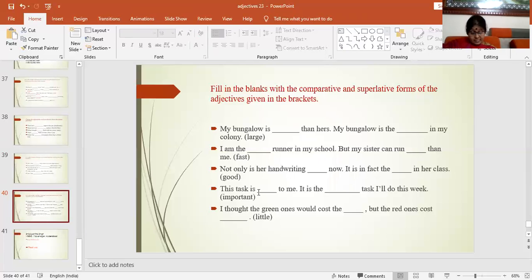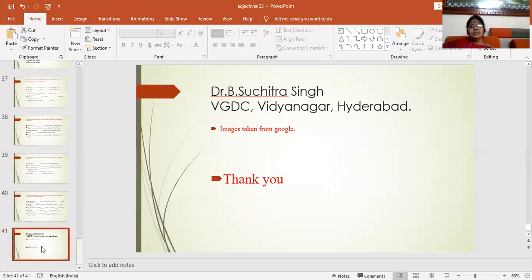This task is important to me. It is the most important task I'll do this week. I thought the green ones would cost the least, but the red ones cost less, right? So I hope you all have understood this, right?